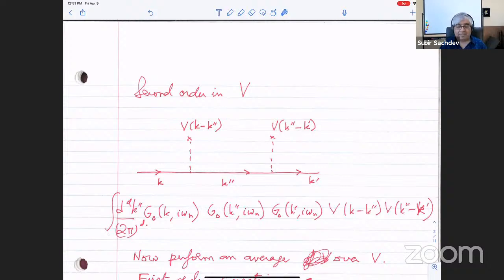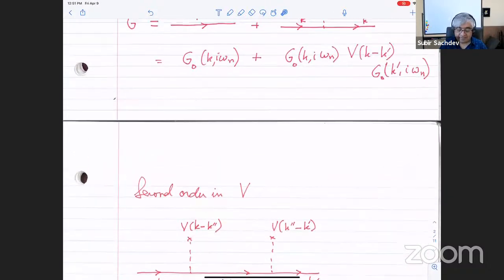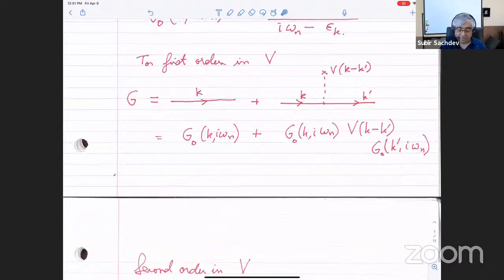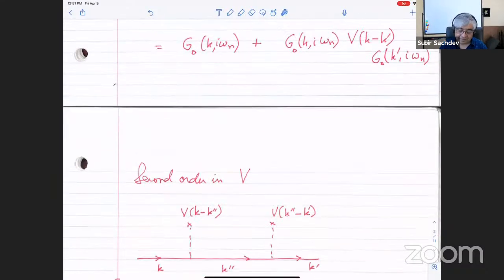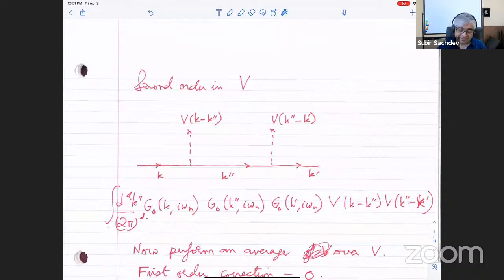Okay, and so on. That's the exact answer for any given V of K. You just get the geometric series: G naught, G naught V G naught, G naught V G naught V G naught, and so on. So you have an infinite set of terms, and we've met these terms already for the Kondo problem. What we're going to do is average every one of them.